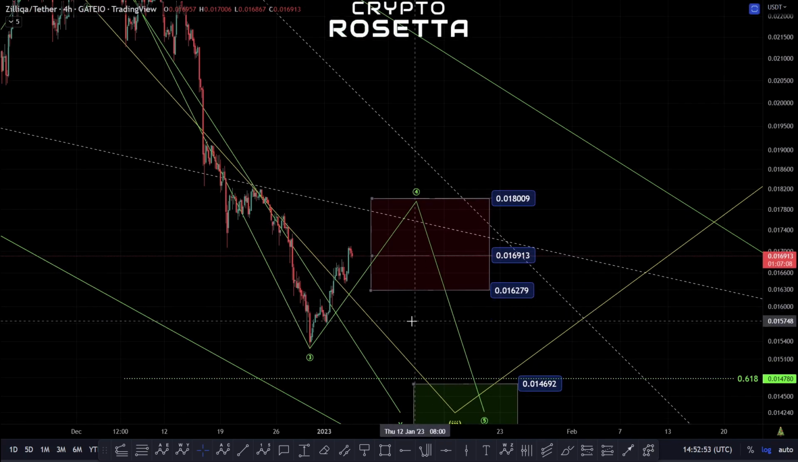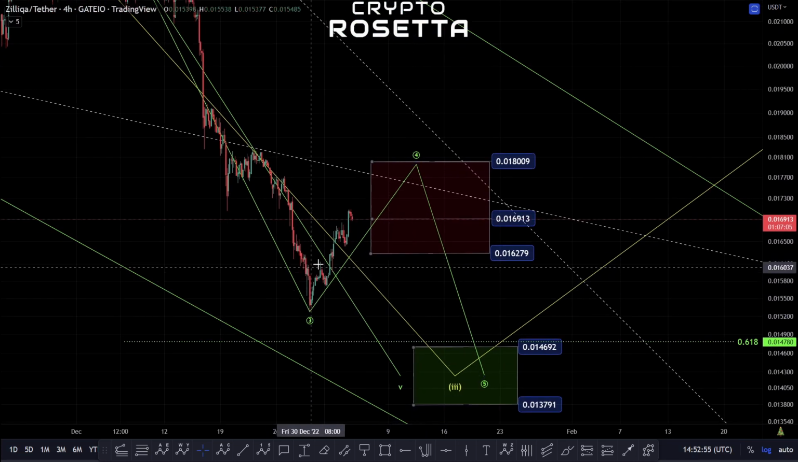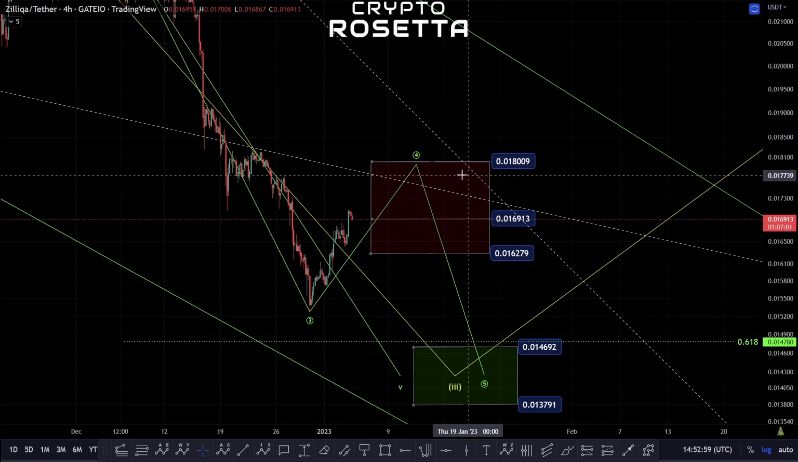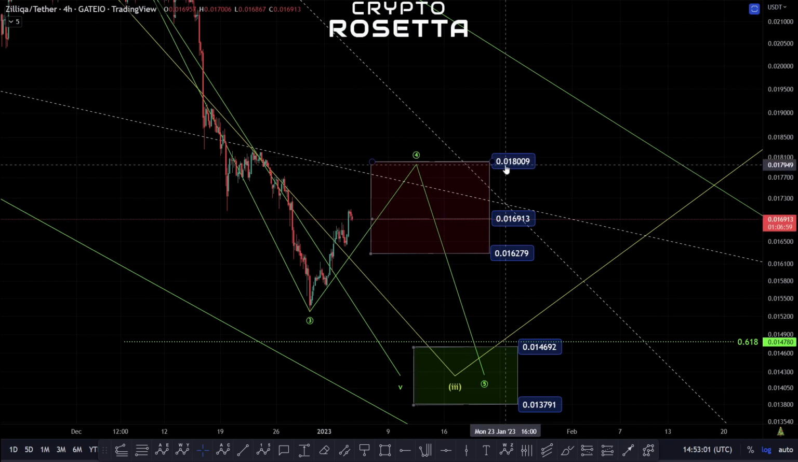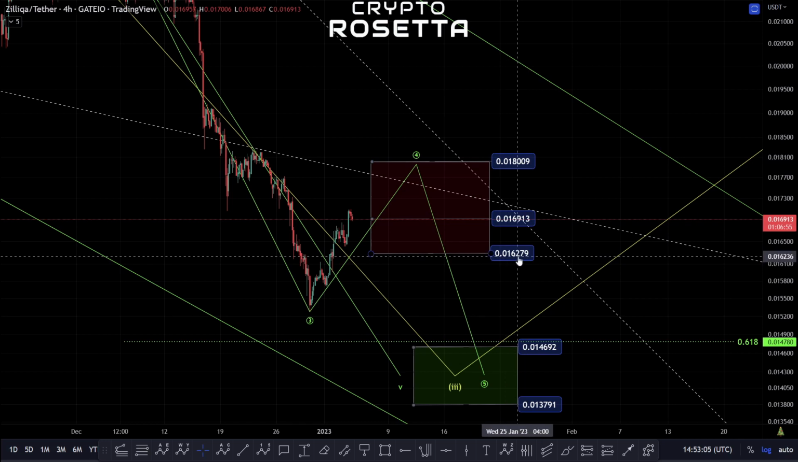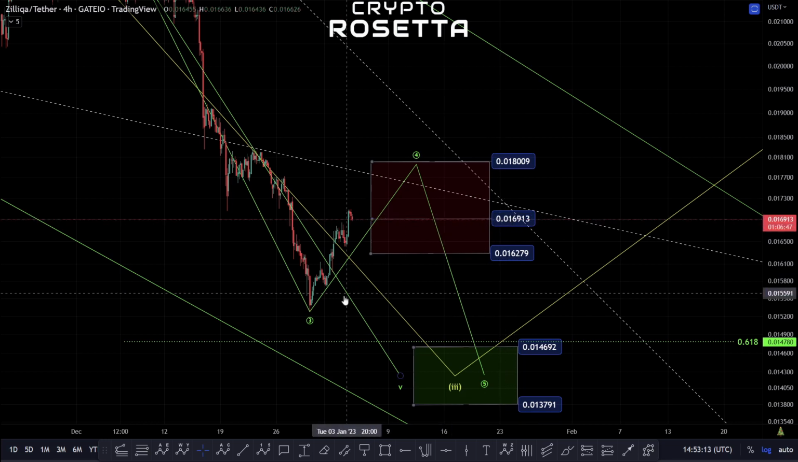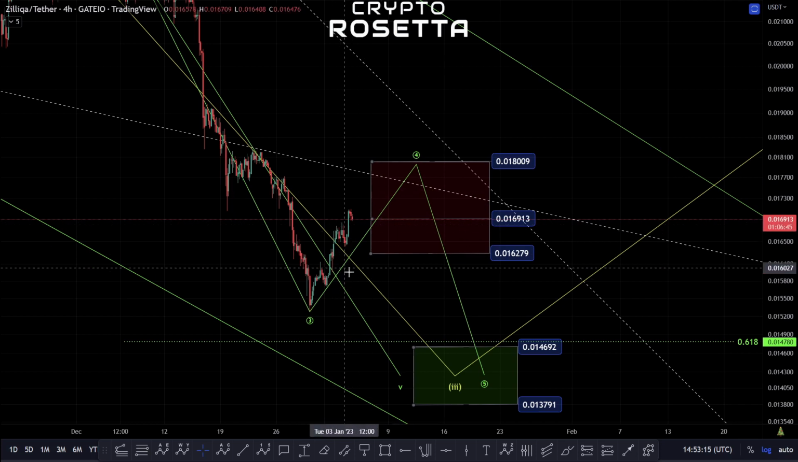So if this is the case, what we'd be looking at here is the fact that we could be looking for this 4th wave to play out. And the typical area that this 4th wave could look to target is between this 0.18009 and this 0.16279 area. We can see we've already come into this range. We've actually come into the 236 zone already, but it is still possible we could look for a little bit more upside here.